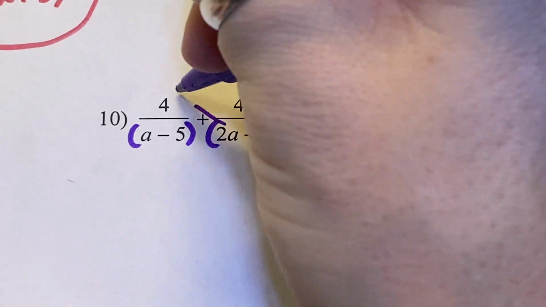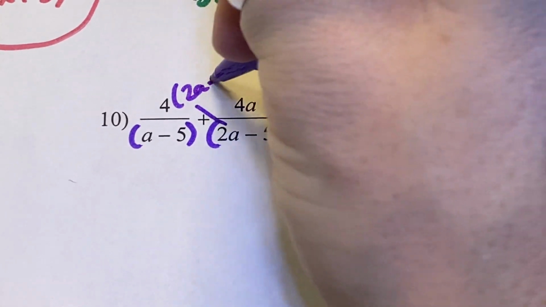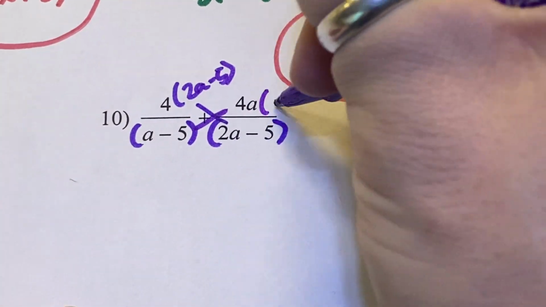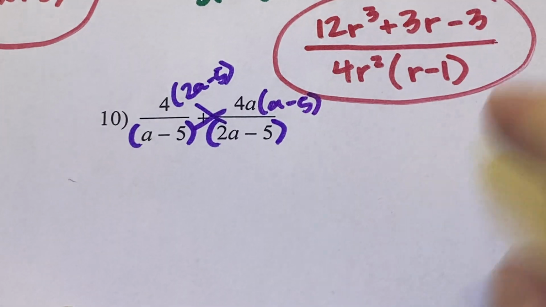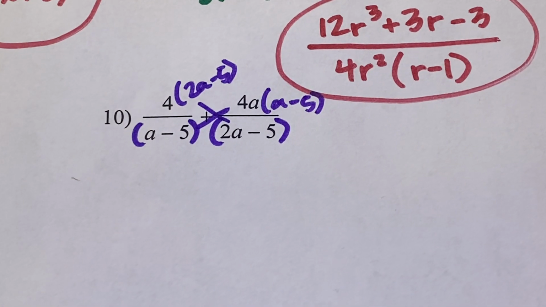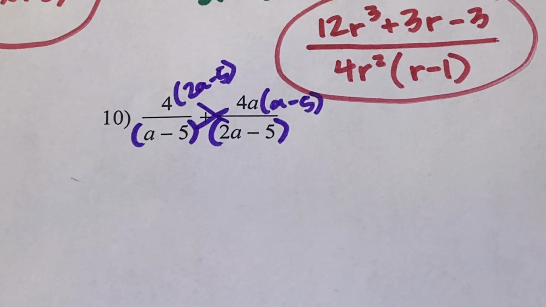Take this piece, 2a minus 5, and multiply it across. Take that piece, a minus 5, and multiply it across. They look similar, but they are not the same piece, though. Does that make sense? They look similar, but not all the way. Okay, so let's go ahead and multiply and see what we get.